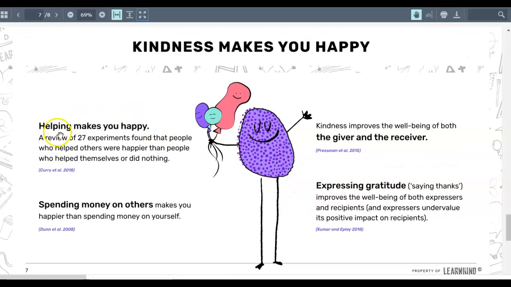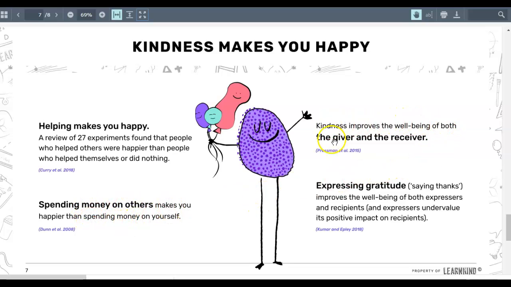Kindness makes you happy. 27 experiments were reviewed and found that the people who helped others were happier than the people who helped themselves or did nothing. Okay? Spending money on others makes you happier than spending money on yourself. And this I consider also like maybe giving donations and even spending time volunteering and working with other people.